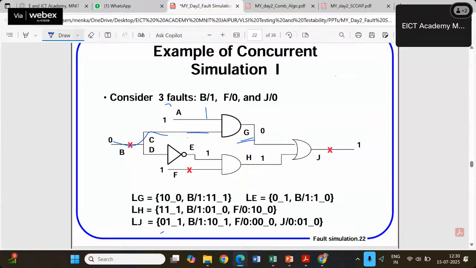What are the other inputs? A and F. How many combinations? A and F can combine. A, 0 0.